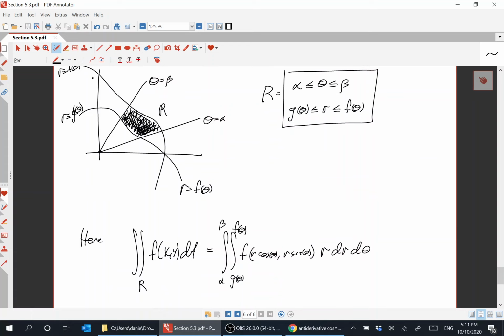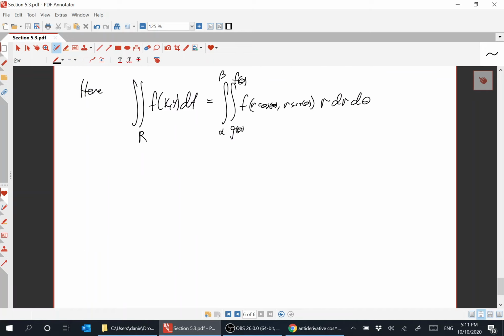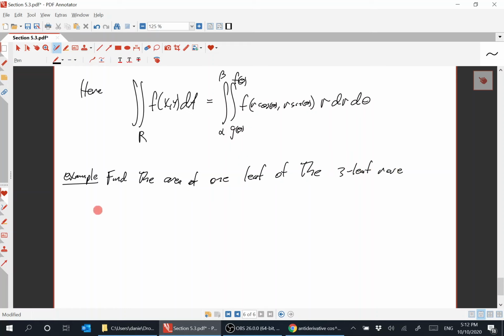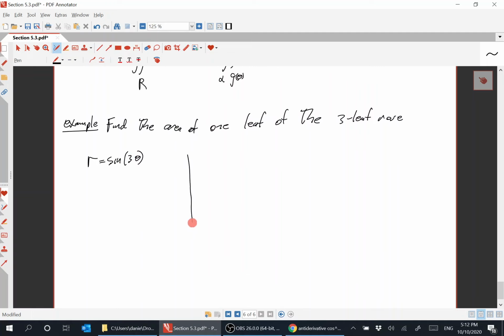So for example, find the area of one leaf of the three-leaf rose, r equals sine 3 theta. Find the area of one leaf of that three-leaf rose.